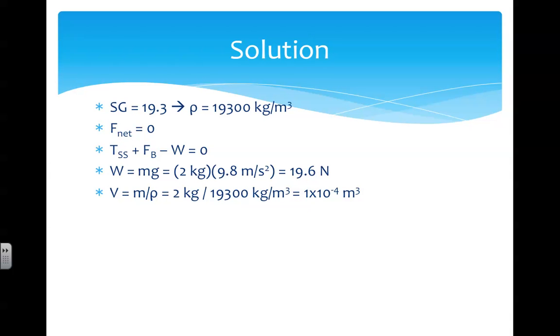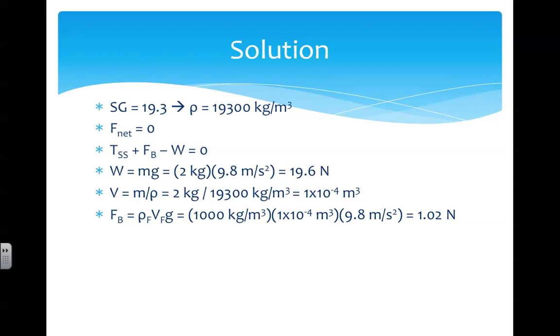The volume of the object, because it's entirely submerged, is mass divided by density, or 2 kilograms divided by 19,300 kilograms per meter cubed. We get a volume of 1 times 10 to the minus 4 meters cubed. Again, this is the volume of the object, but because the entire object is submerged into the water, this is actually equal to the volume of the fluid displaced, which will be used in our buoyancy formula.